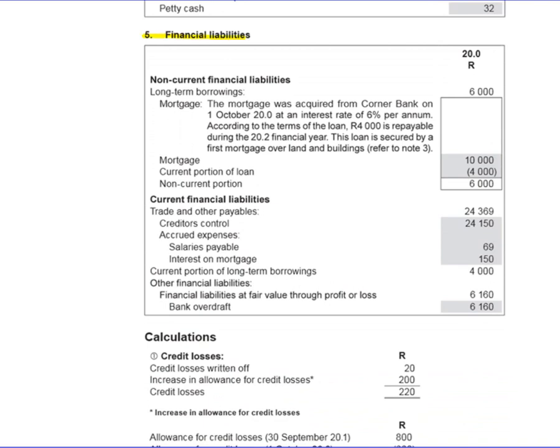Here's note number 5, all our financial liabilities. First of all, our non-current financial liabilities, long-term borrowings, we had the mortgage. A whole bunch of disclosure. You need to tell me when it was acquired, what the interest rate is, what the loan repayment terms are, and if it's secured. And it's here secured over land and buildings, which you referenced in note number 3. Here we had the mortgage of 10,000, which was given, and what we had to do is a transfer for a component of that to current.